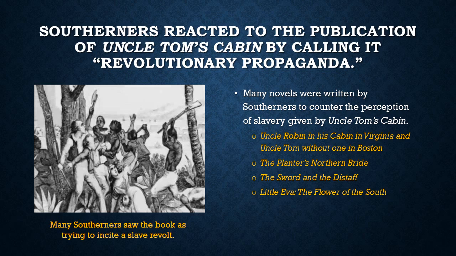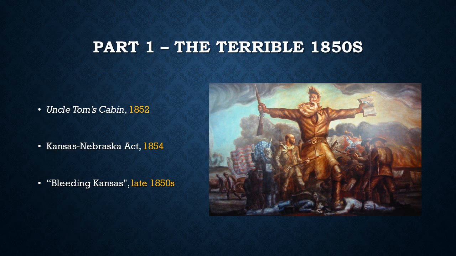On the flip side, you see Southerners reacting very negatively to this and almost feeling like it's an affront to them. And so Uncle Tom's Cabin is kind of this first important event of the 1850s that we can look at in terms of driving the wedge deeper and deeper between North and South, creating the environment in which a civil war is possible. So that was Uncle Tom's Cabin.